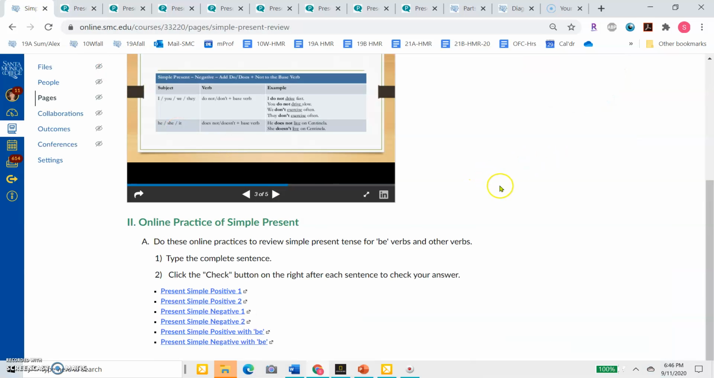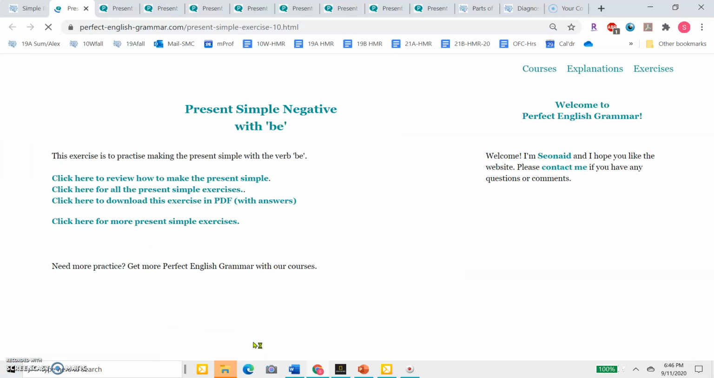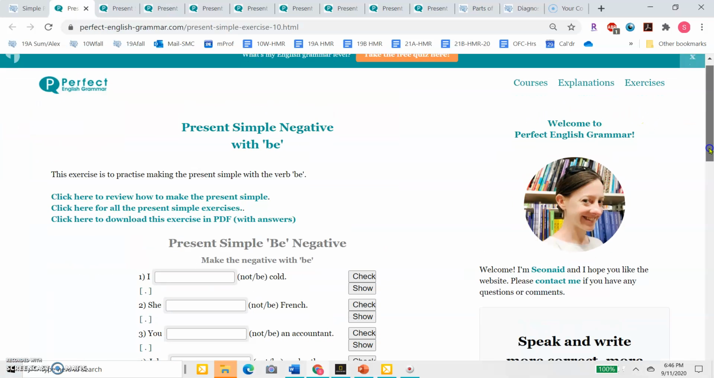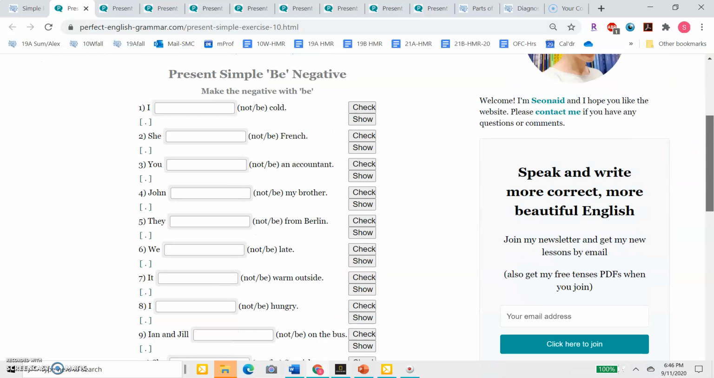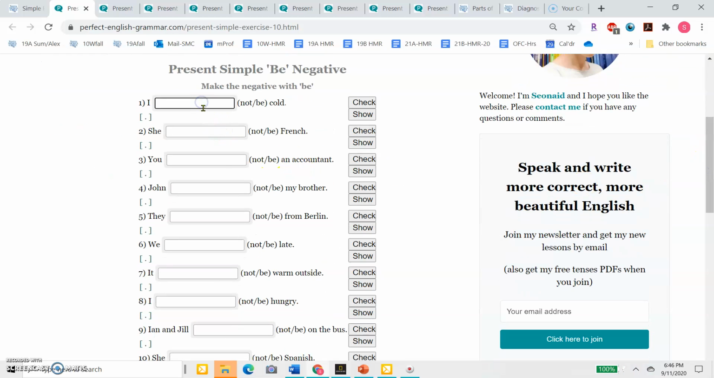the slideshow above. Okay, the last one is using be as a negative. Number one, I not be cold. So I am not cold. We never say amn't, that's not a word. We always keep it separate with I and the be verb.